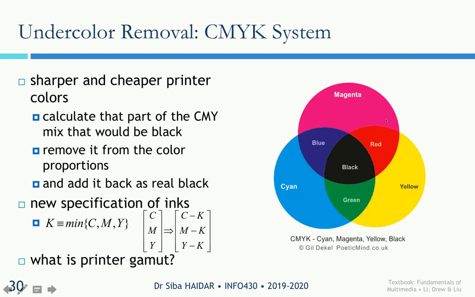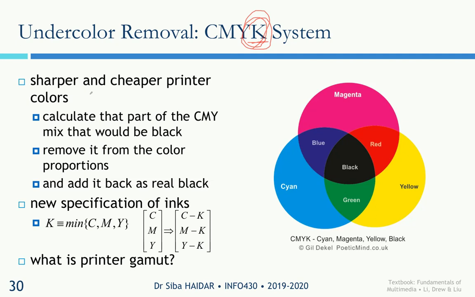What is under color remover? Instead of cyan magenta yellow, you have printers which have 4 cartridges for inks, because there is a 4th ink, which is the K. The letter B is used for the color blue, so to represent the color black, we will use the letter K. So why do we use an additional color? 3 primaries are very sufficient.